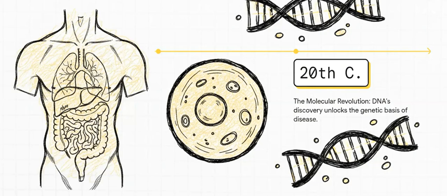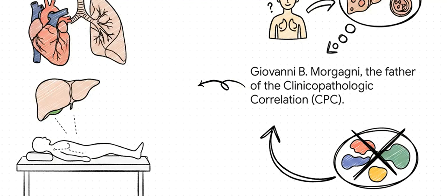First, we started looking at whole organs. Then, we zoomed in to the level of the cell. And finally, we plunged into the world of molecules themselves. The first revolution, the gross revolution, was kickstarted by people like Giovanni Morgagni. What he did was simple but revolutionary. He performed hundreds of autopsies, and for each one, he carefully documented the patient's symptoms when they were alive and then correlated them with what he found in their organs after death.